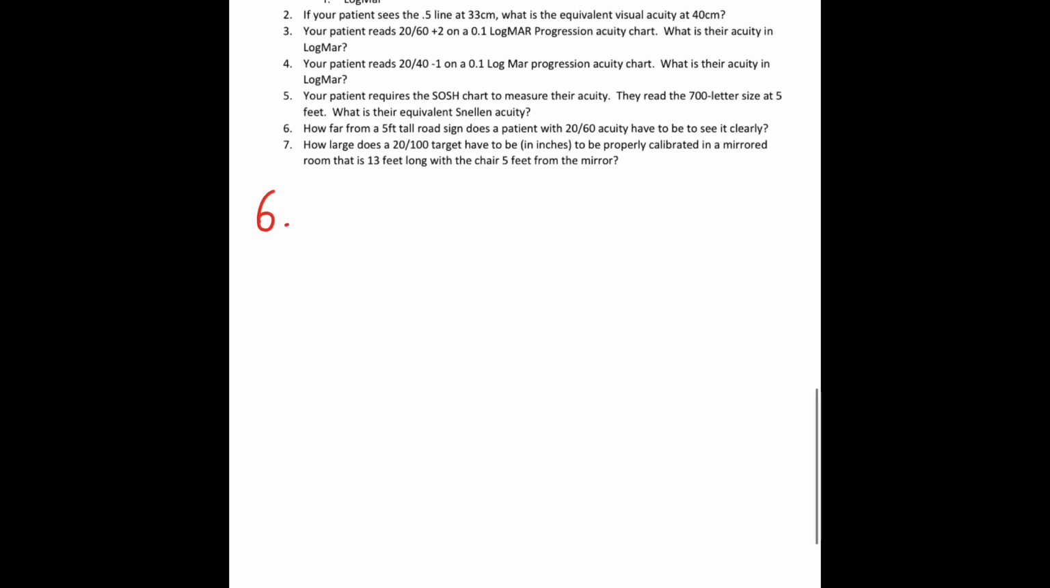Okay, and then we have number 6. These problems sound scary, but they're not. How far from a 5-foot tall road sign does a patient with 20/60 acuity have to be to see it clearly? So these problems all boil down to the same thing. She'll give you 2 out of 3 variables and you solve for the third.